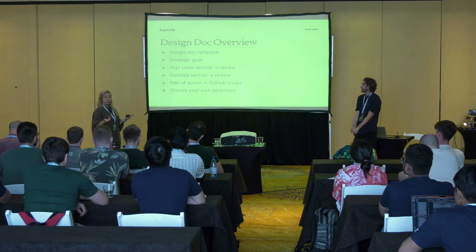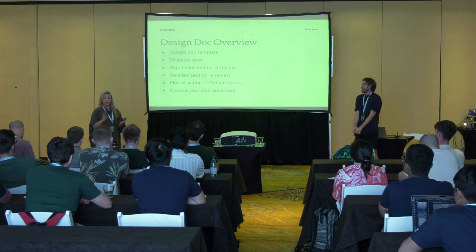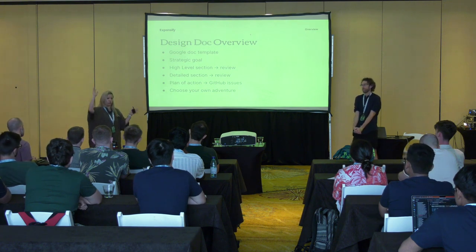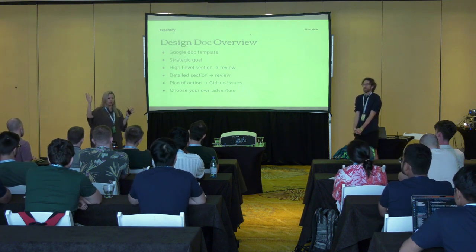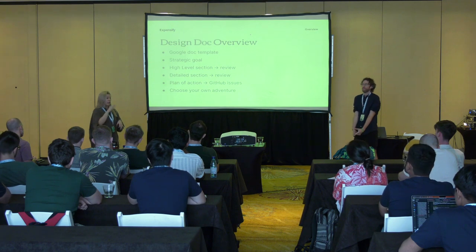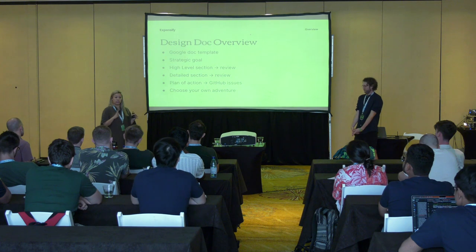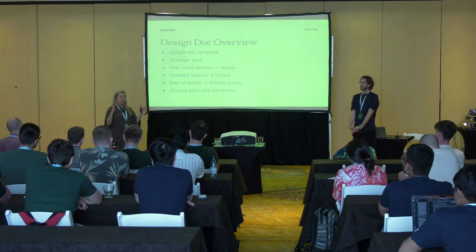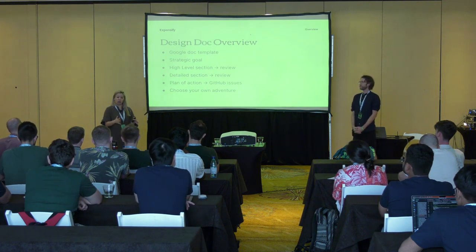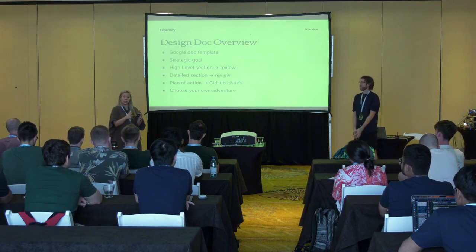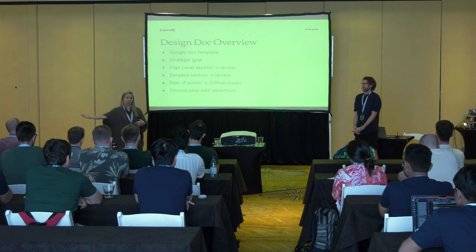So the first one is the strategic goal. At the very top of the design doc, of course, there's information like who's running this project, is there a due date, logistical details like that. But at the very top, there's a section for the strategic goal, which is really a place for you to zoom out from the specific problem that you're trying to solve and think, where does this problem fit in our pipeline? Where does it fit in the product roadmap, and how is it going to enable us to reach some bigger idea that's down the road?